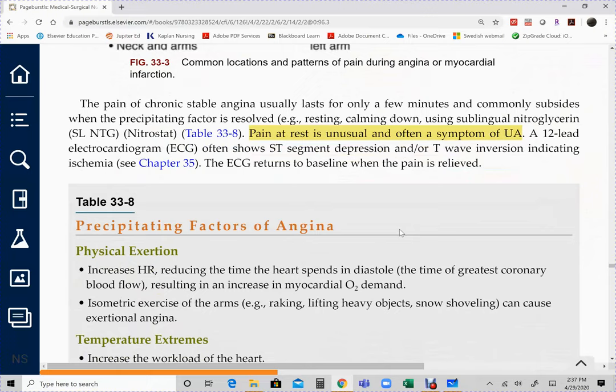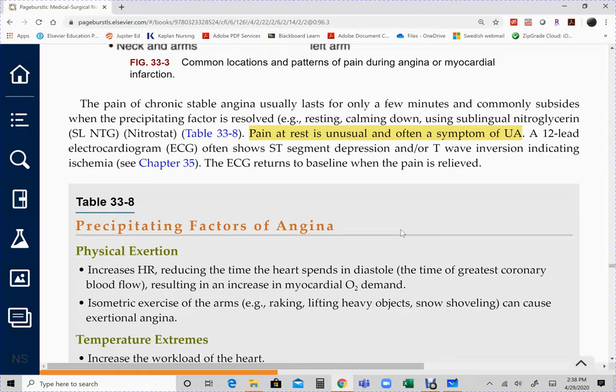Pain at rest, this time though we can say it's unstable angina, because unlike chronic stable angina, which again is predictable, okay, so we know when it comes on. So let's say they go shovel snow, or they have sex, for instance. Okay, so any physical activity is usually the most common trigger for chest pain.